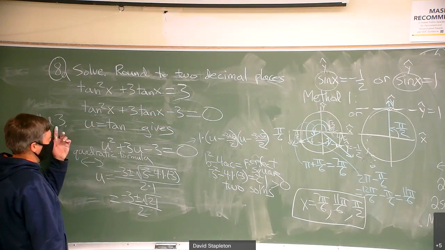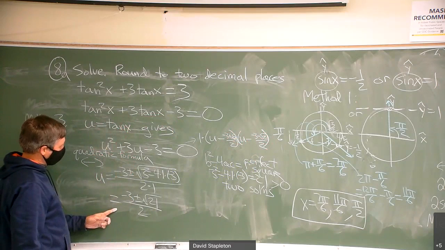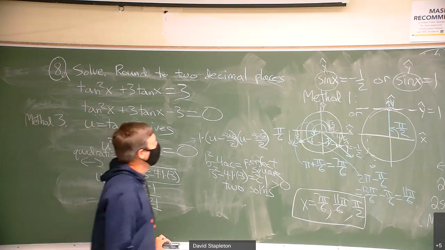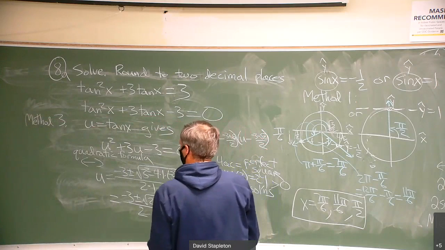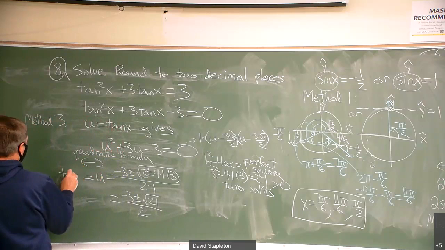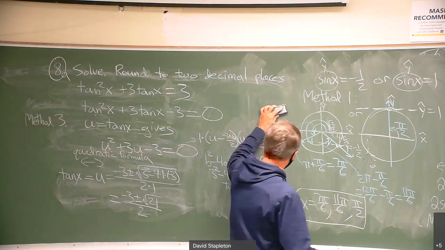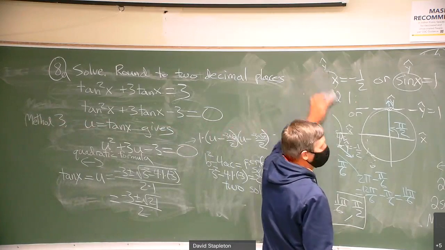So method 3 says put u equal tangent x and apply the quadratic formula. Now, u, however, was tangent x. So I've got trig function equals a number. I go to method 1, all the way back to method 1.